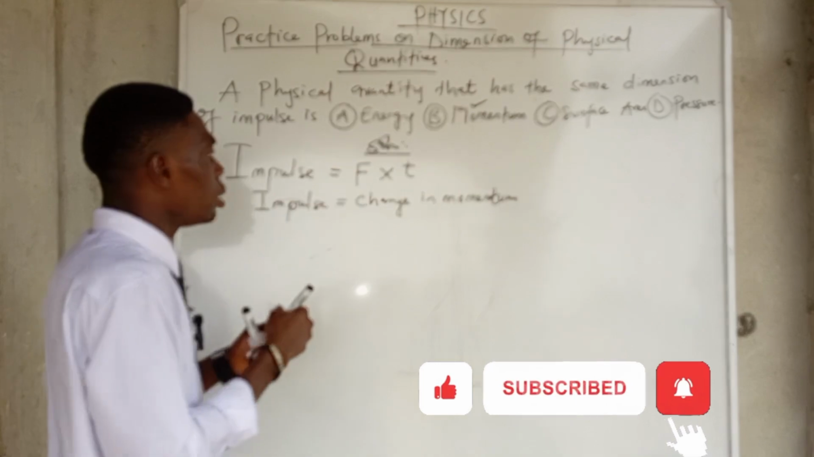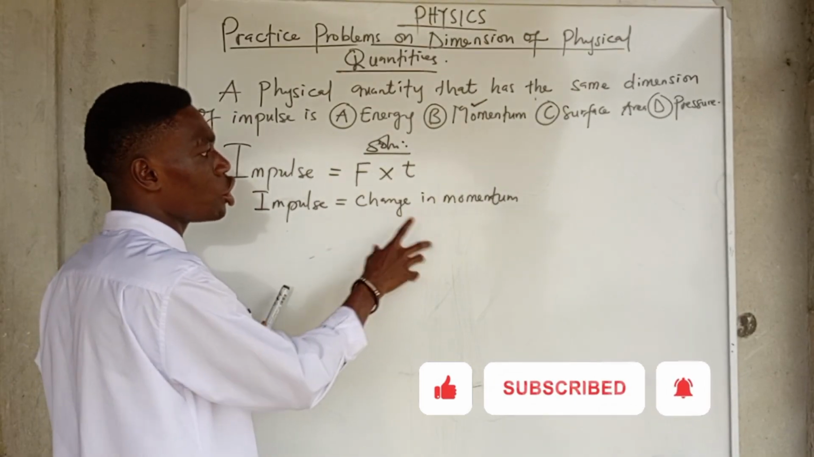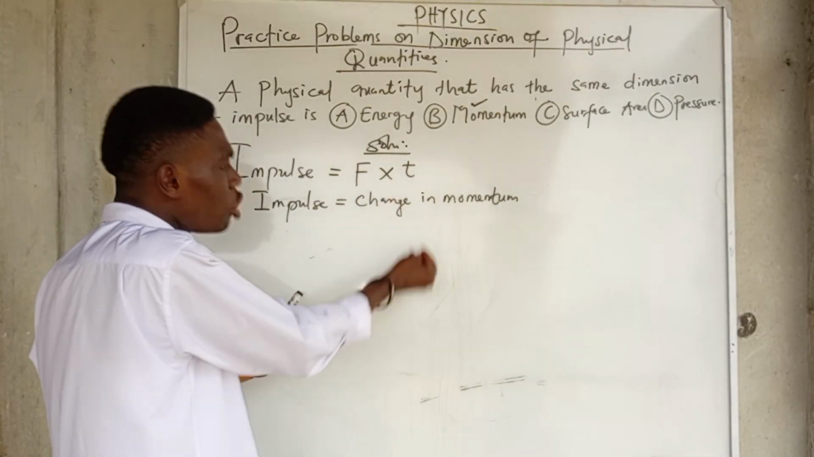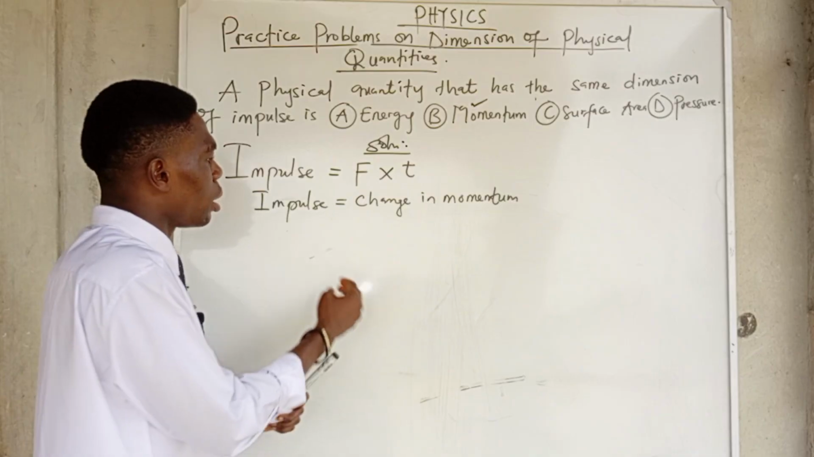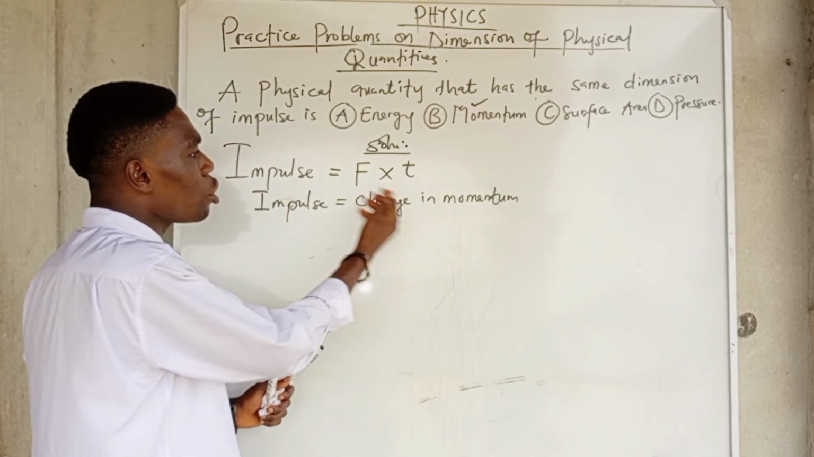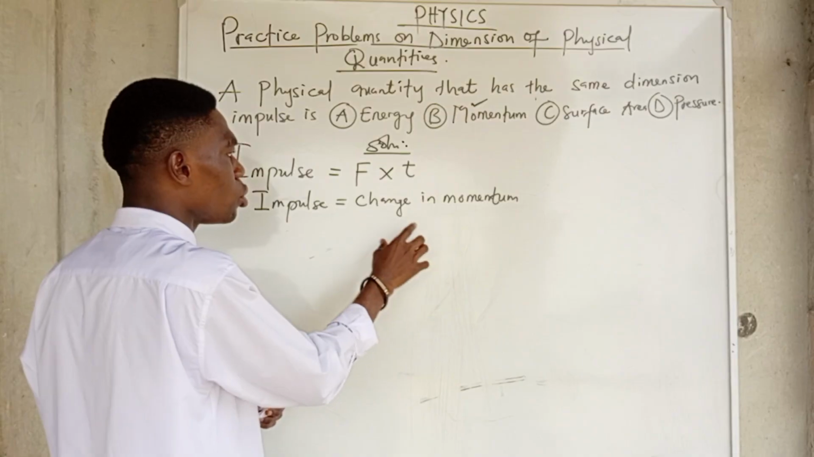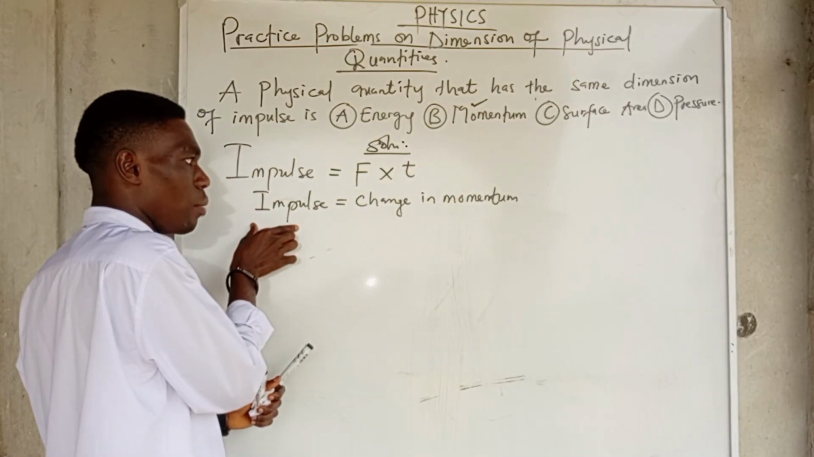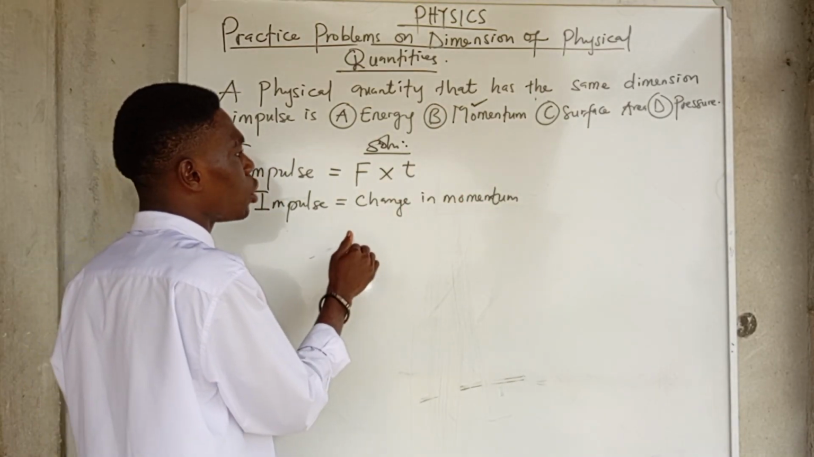Are we together now? Because if impulse is equal to change in momentum, then change in momentum will still give you momentum. Because you just say final momentum minus initial momentum, and that will give you change in momentum. So it will still give you momentum, and so it will give you impulse. So impulse will have the same dimension as what?